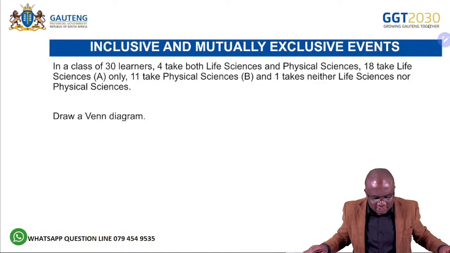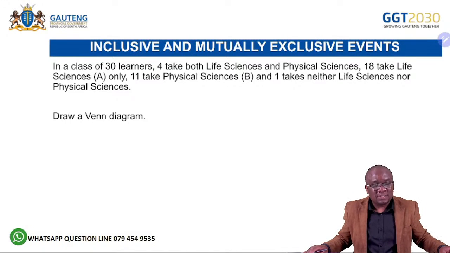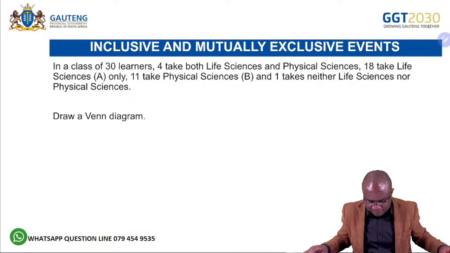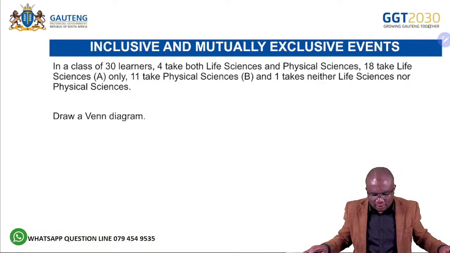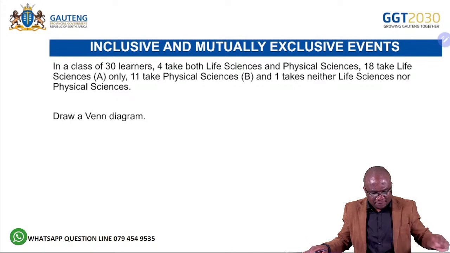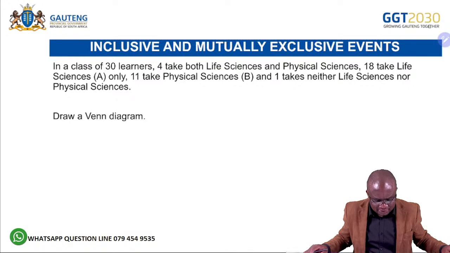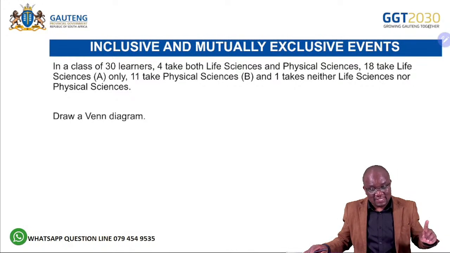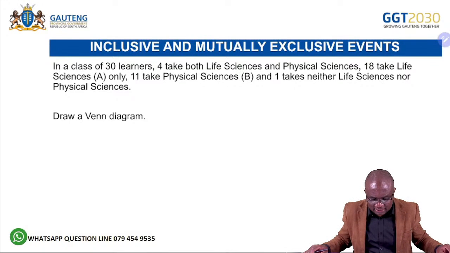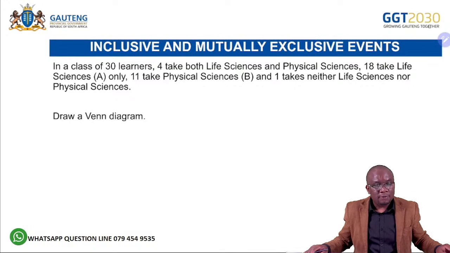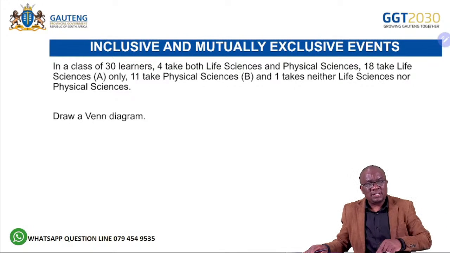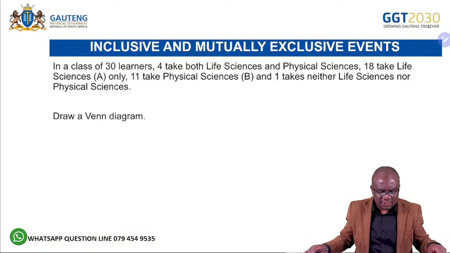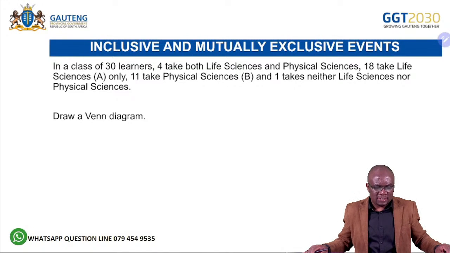In a class of 30 learners, 4 take both life sciences and physical sciences. 18 take life sciences only. Let's call life sciences event A. 11 take physical sciences. Let's call taking physical sciences event B. And then 1 takes neither life sciences nor physical sciences, meaning not in life sciences and not in physical sciences. Draw a Venn diagram for these events.